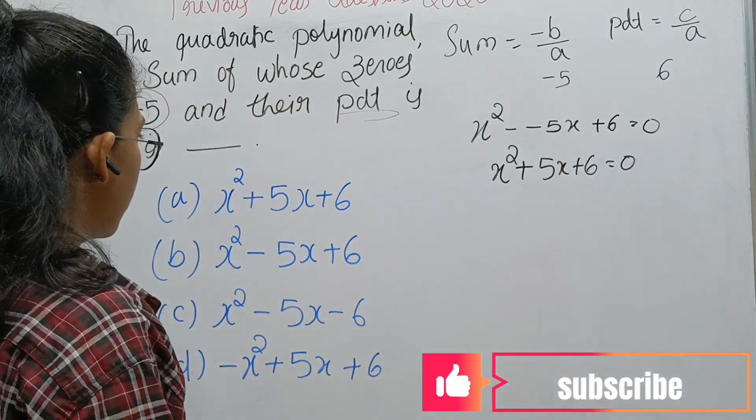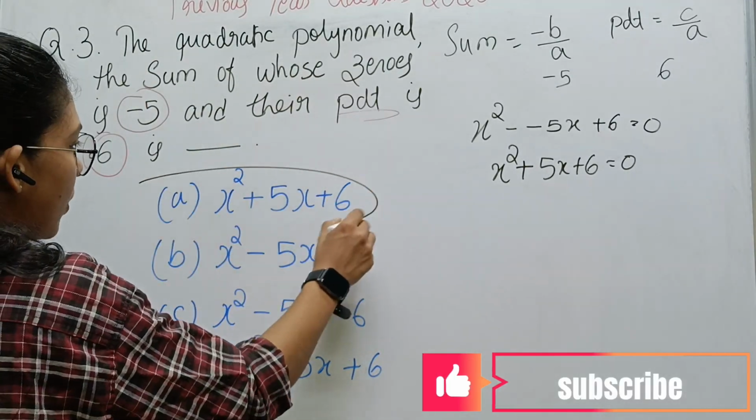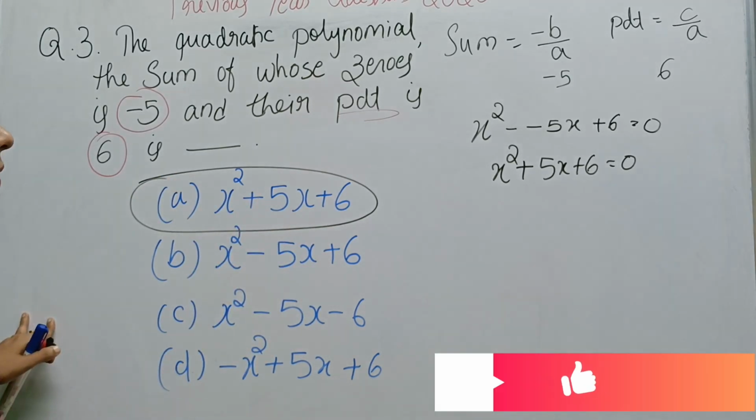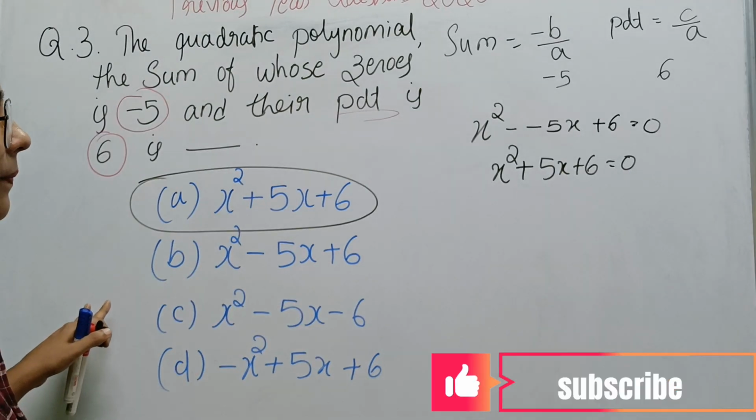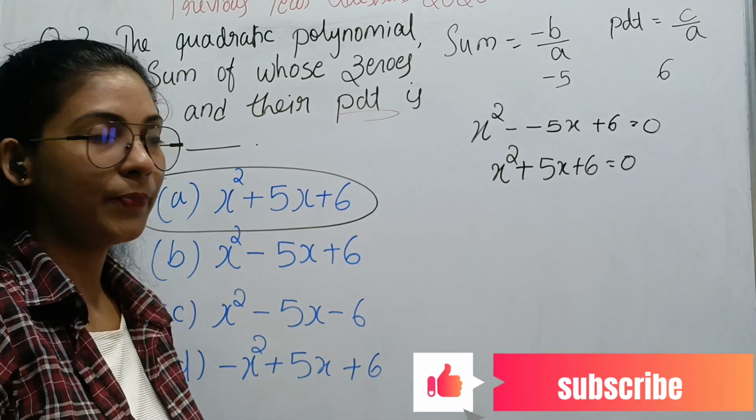Okay, so which is the answer? Option A is the answer. Okay, x square plus 5x plus 6. Okay, option A is the answer. Is it clear for you?